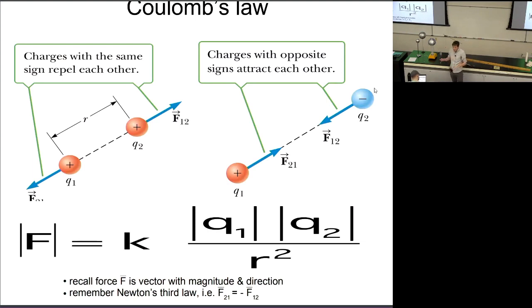Now, importantly, you've got two charges interacting. Charge on the left will experience a force due to charge on the right. Charge on the right will experience a force due to the charge on the left. So there's two forces here. Those two forces are equal in size, magnitude, and opposite in direction. That's Newton's third law, actually, that forces always come in pairs. When something interacts with something else, there's always a pair of forces.